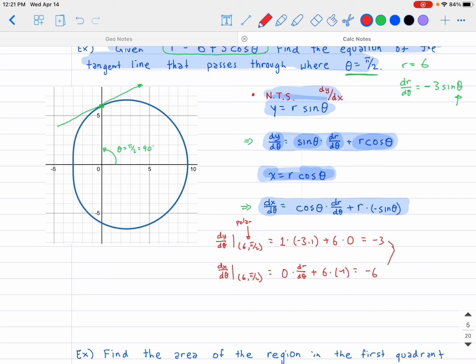Put these two together. The result is that dy dx is going to be equal to 1/2. Definitely 1/2 in this case. All right, great. Now that we have the slope, we need the coordinate.